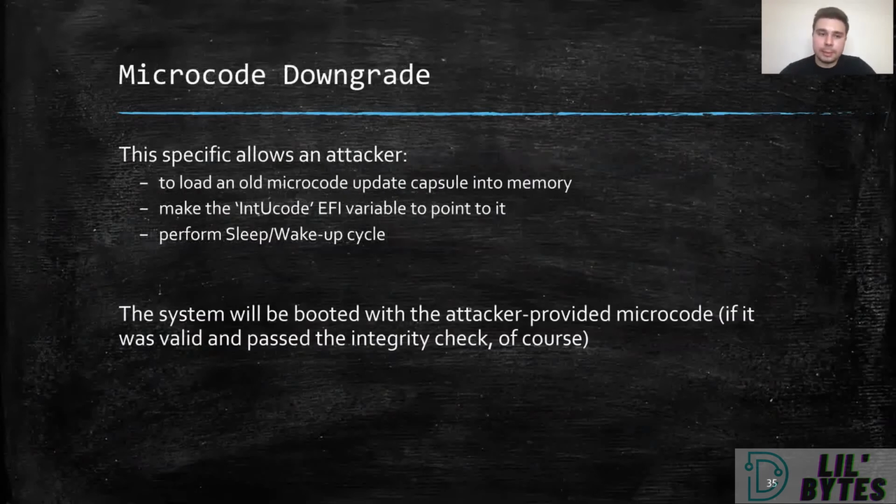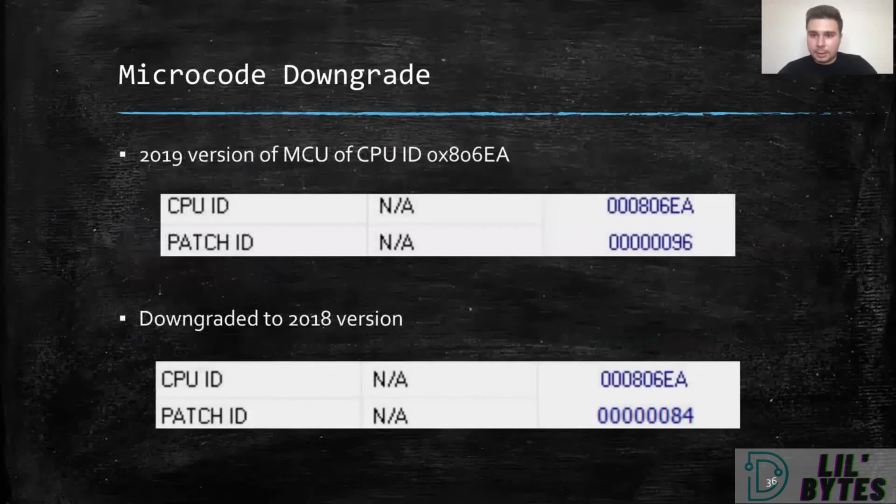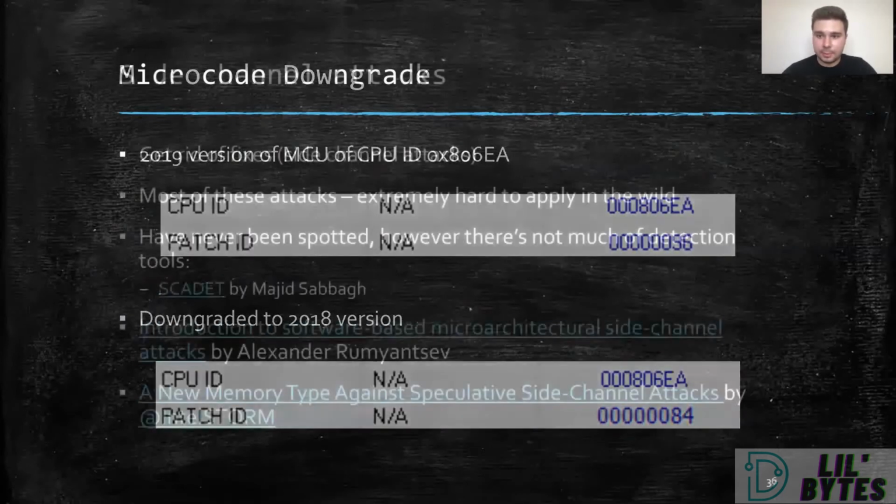Here's an obvious way to perform a downgrade attack. We can load an old microcode update image into physical memory. We can make the IntUcode UEFI variable point to it, and we can perform a sleep wake-up cycle. The system will be booted up with an attacker-provided microcode if it's valid and passed the integrity check, of course. Here is an RW-Everything screenshot: the 2019 version of the microcode update, and after performing the above set of actions, the 2018 version is actual for this CPU.